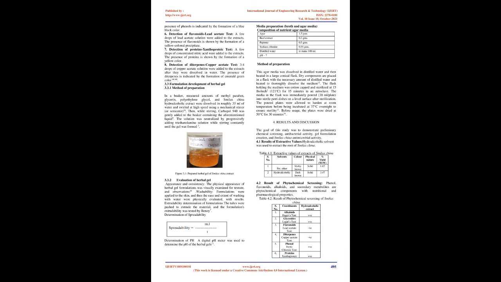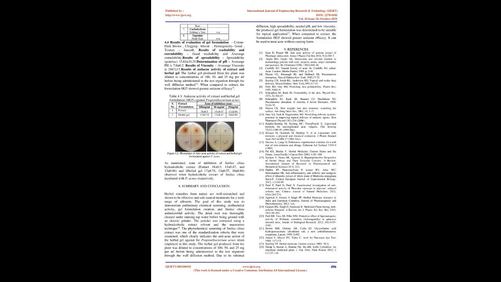Lead acetate test. A few drops of lead acetate solution were added to the extracts. The presence of flavonoids is shown by the formation of a yellow-colored precipitate. 7. Detection of proteins. Xanthoproteic test. A few drops of concentrated nitric acid were added to the extracts. The presence of proteins is shown by the formation of a yellow color.